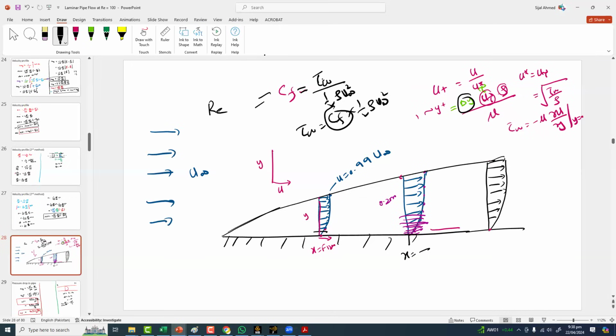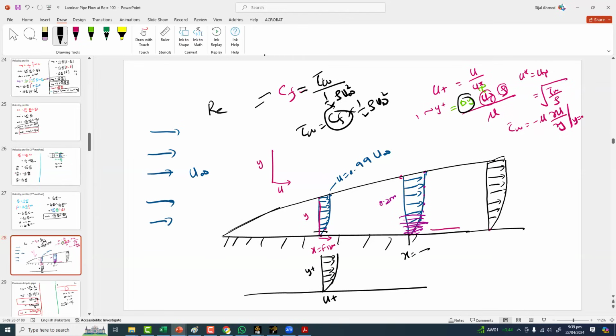So what will happen? First thing I will tell you: all these profiles will convert into a single profile. The scale on the x axis is u plus, and the y axis will be y plus. So instead of having all these profiles, we now have one, and this is true for every flow in the whole world. Every flow in the whole world.